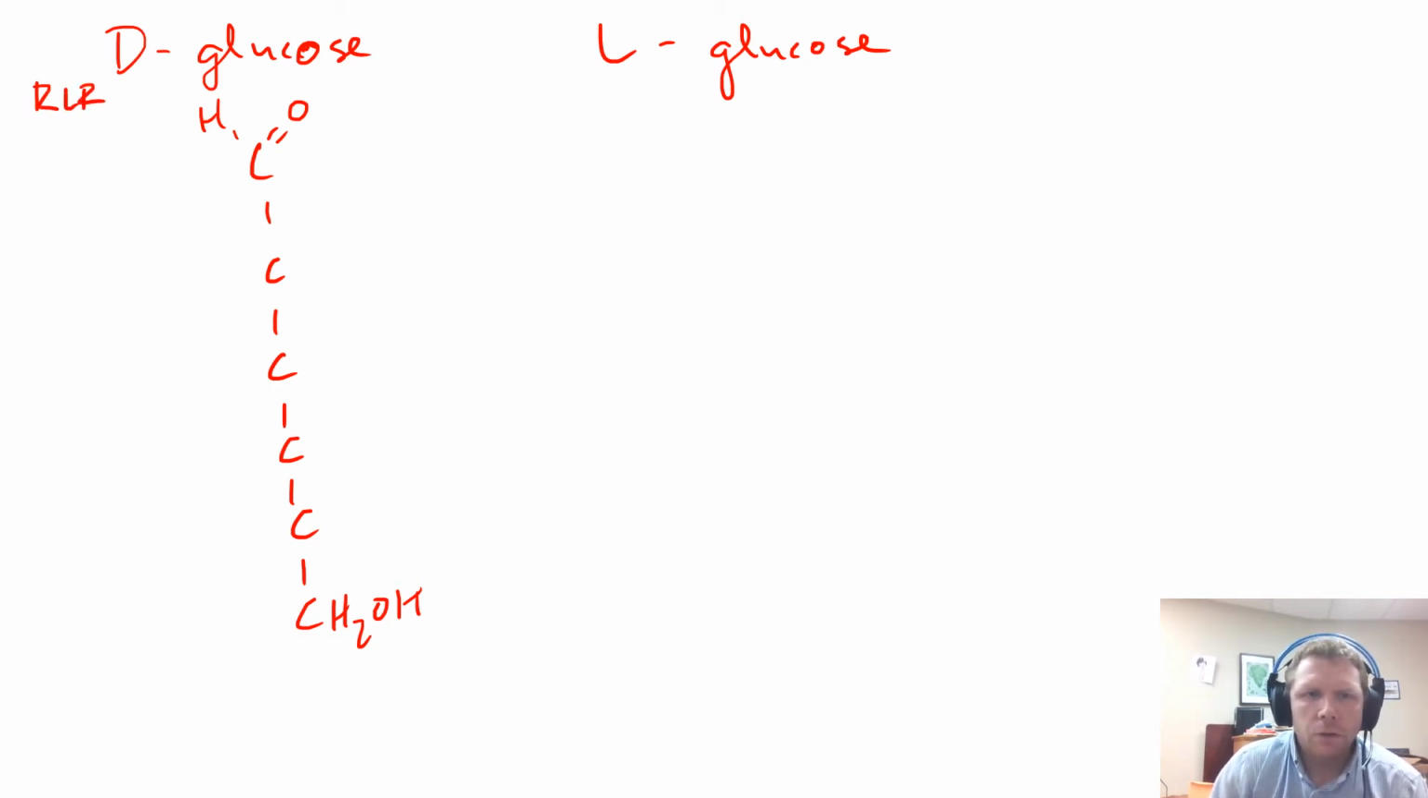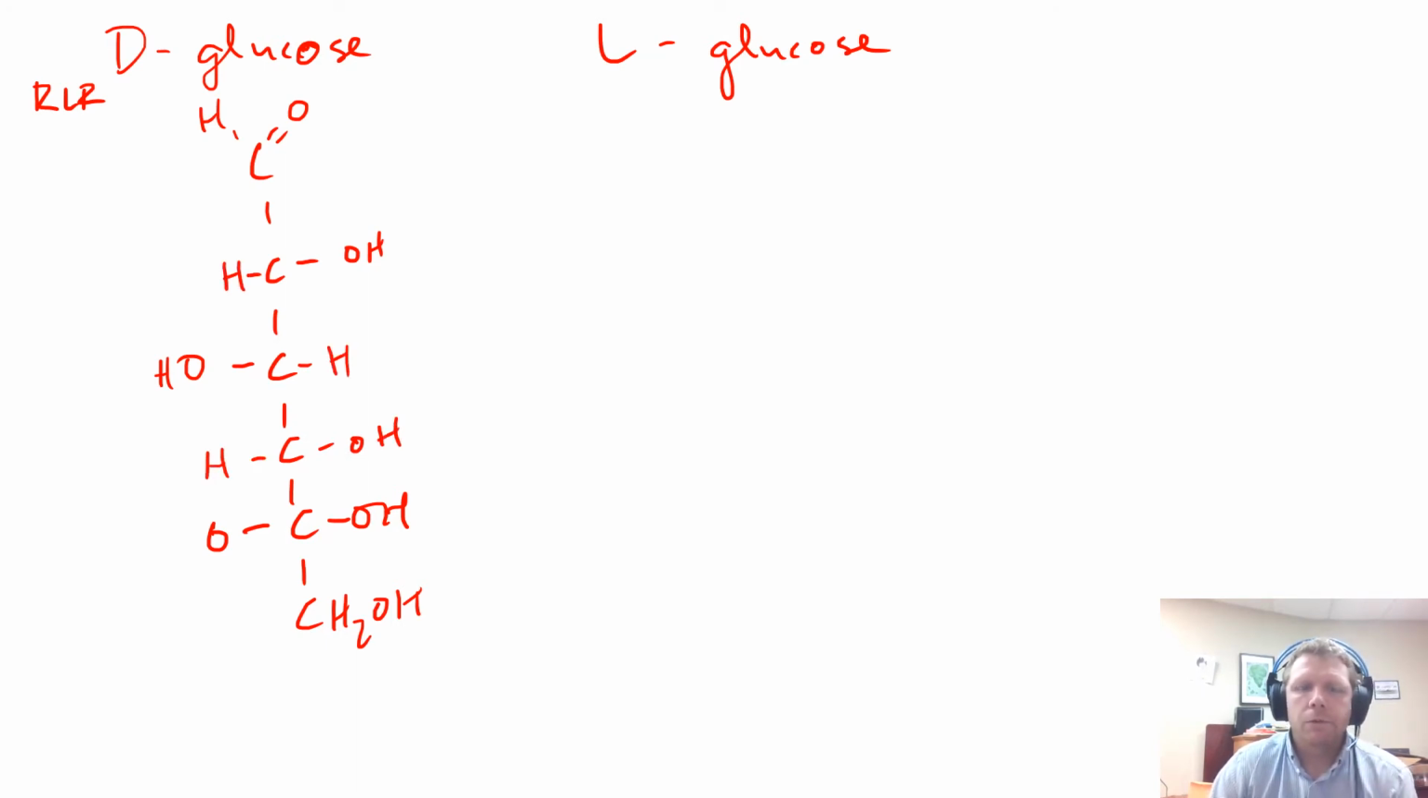Let me look at carbon number 5, hydroxide group on the right-hand side to indicate that I'm looking at a D sugar, and then RLR. That's my way of remembering where my hydroxide groups are. And we're golden. Okay, so there is D-glucose.